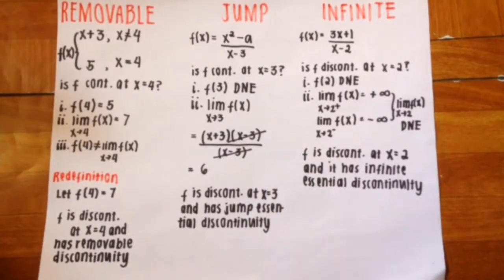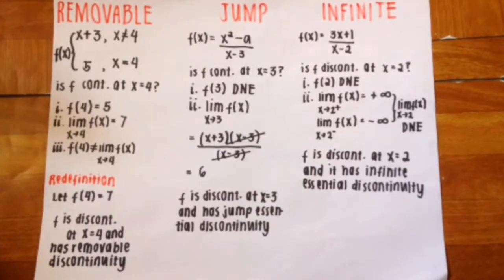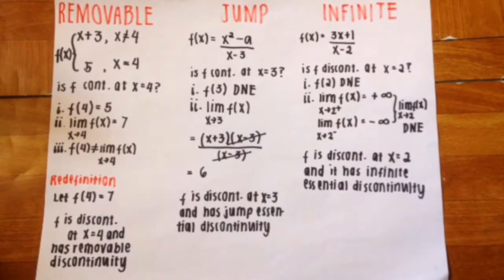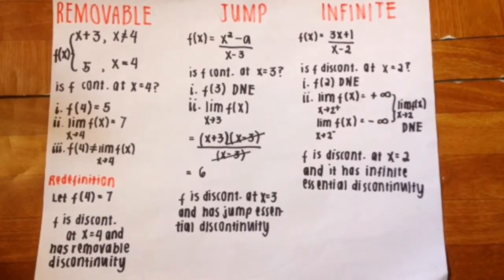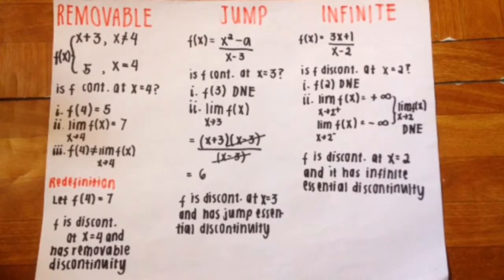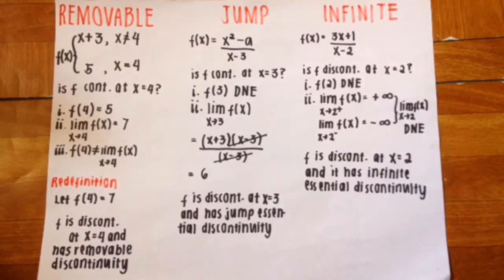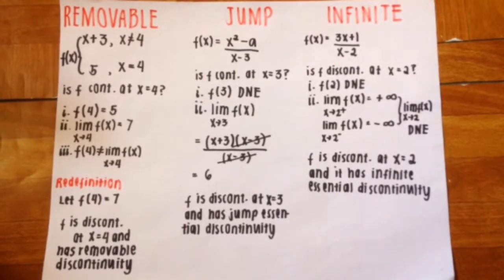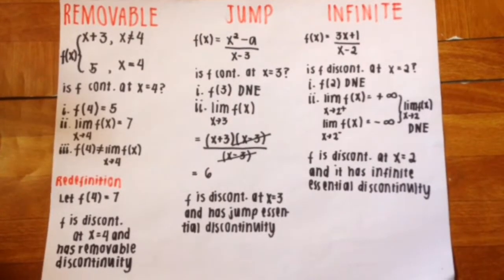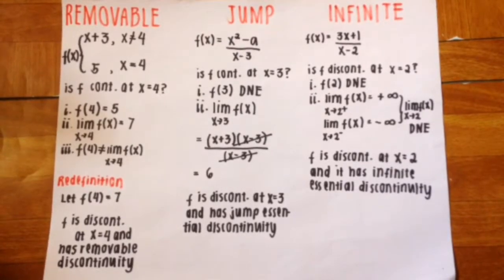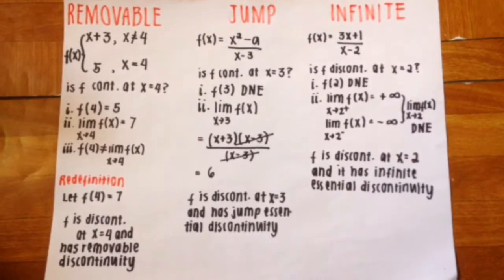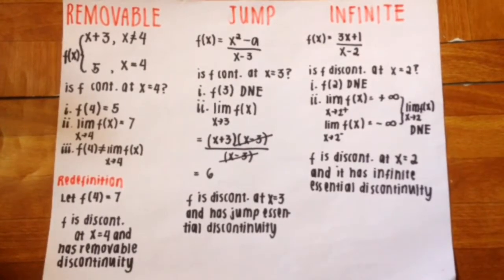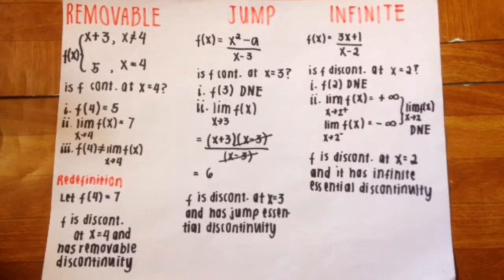And here is an example of a function with jump essential discontinuity. The given function is x squared minus 9 all over x minus 3. Is the function continuous at x equal to 3? The first part is to solve for f of 3. If we substitute 3 into the given function, we will have 0 over 0, which does not exist. And the second part is to identify the limit of f of x as x approaches 3. Again, if we substitute 3 into the given function, we arrive at 0 over 0.